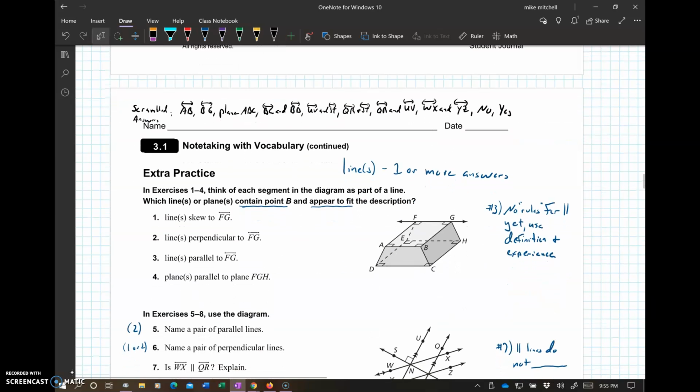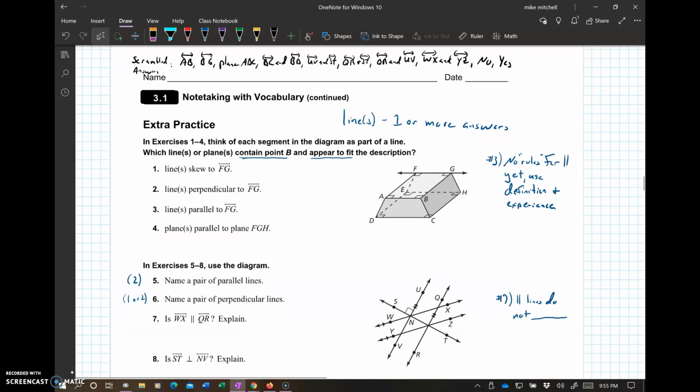Okay, we got some scrambled answers here. So I got them all listed out up here. Some of them have multiple answers. Think of each segment in the diagram as part of the line. Which lines are lines? We got to contain point B, I got it underlined here, and appear to fit the description. Number 3, I mentioned we got no real rules for parallel yet. Just use your best guess.